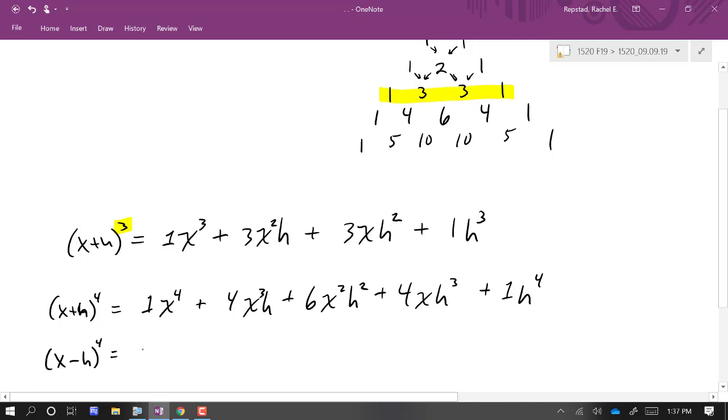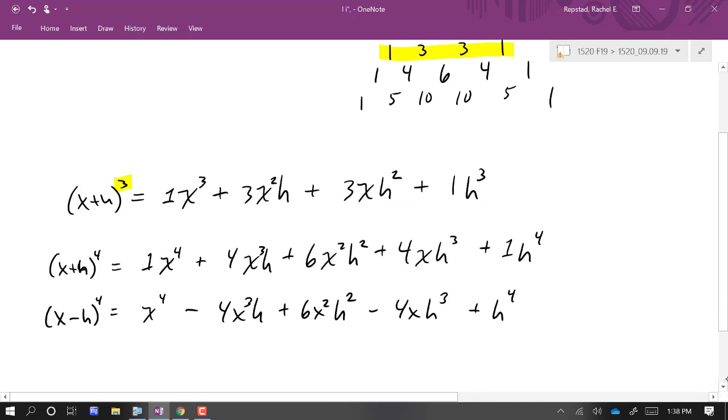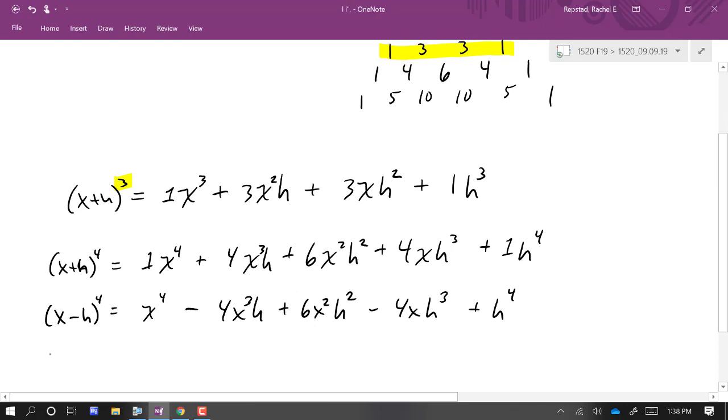The signs alternate, and the reason is because, so it'd be a minus 4x cubed h plus 6x squared h squared minus 4xh cubed plus h to the 4th. So it ends up alternating, and the reason is because I see x minus h as x plus a negative h. And so when I'm raising the powers on h, I'm really changing the powers on negative h. And so if you take a negative and raise it to an odd power, you get a negative.